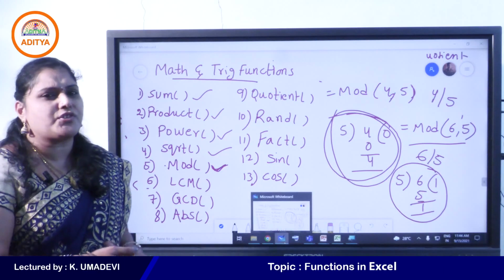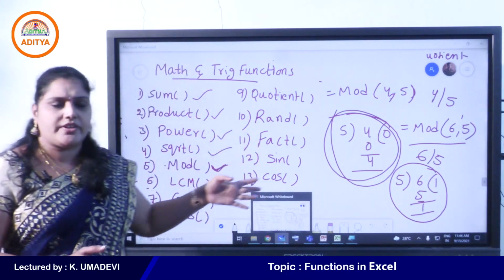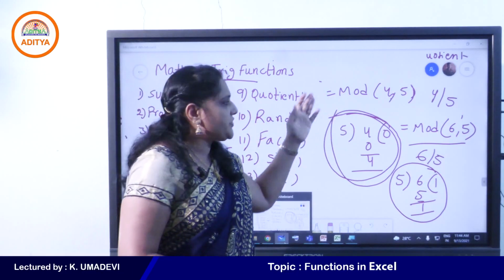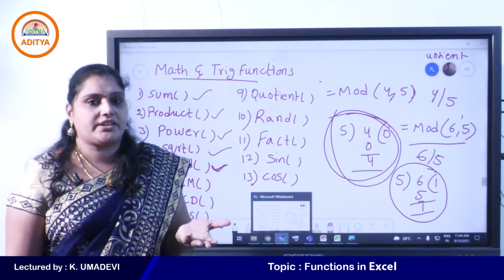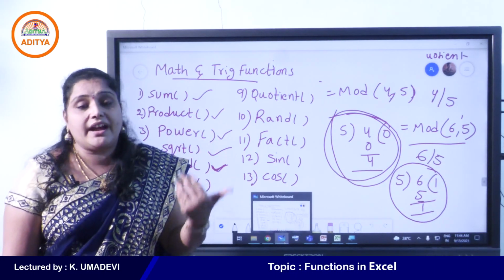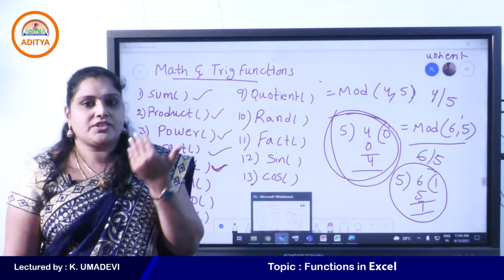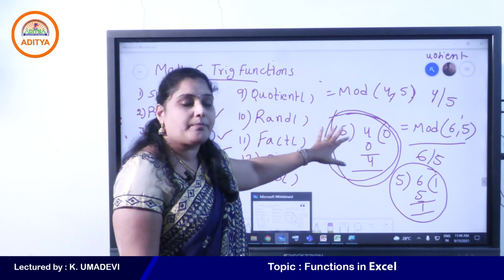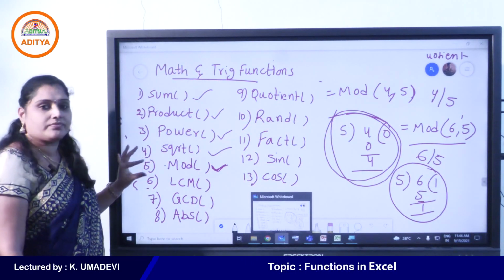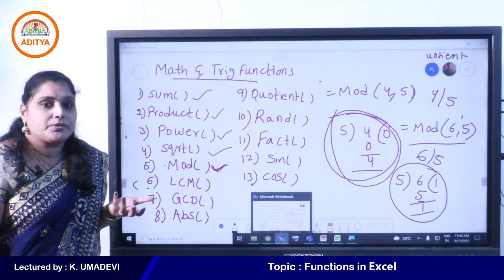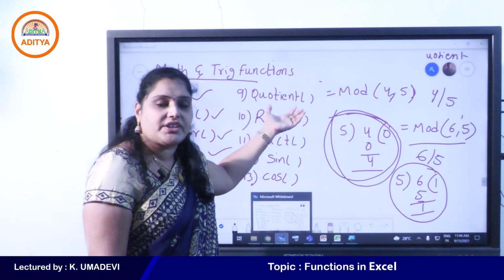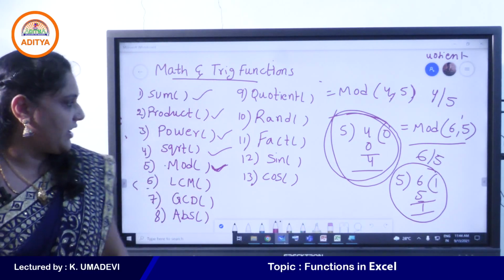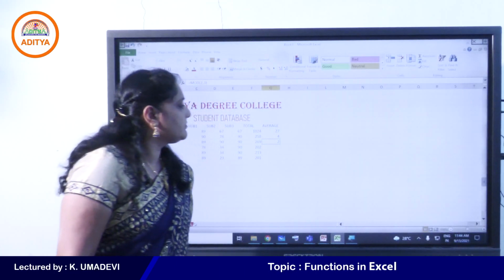So what is the use of the mod function? See, the mod function always returns the remainder value of the number and divisor. The first one is the number, the second one is the divisor, or we can call the first number the numerator and the second number the denominator. If you want to display the result as the remainder, simply use the mod function. If you want to find or display the quotient, you can use the quotient function. Okay, we'll see the quotient function.